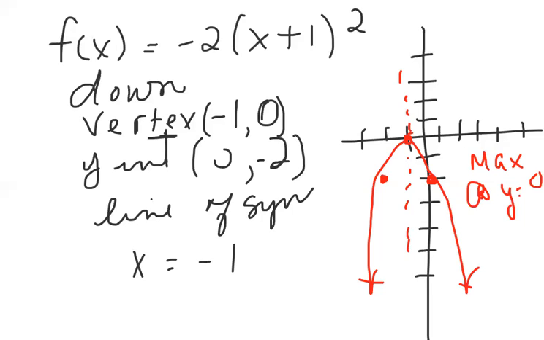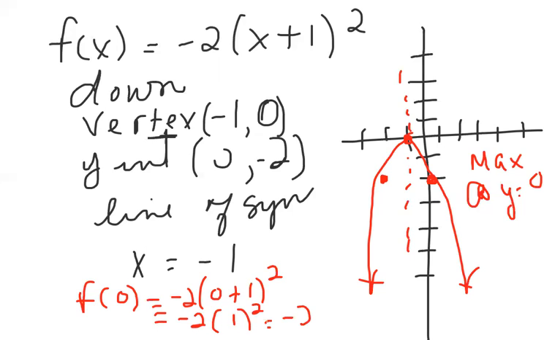How did you get the y-intercept for this one? You take 0, you plug it in for x. So you do f of 0 equals negative 2 times (0 plus 1) squared. 0 plus 1 is 1. 1 squared is 1. So you get negative 2.